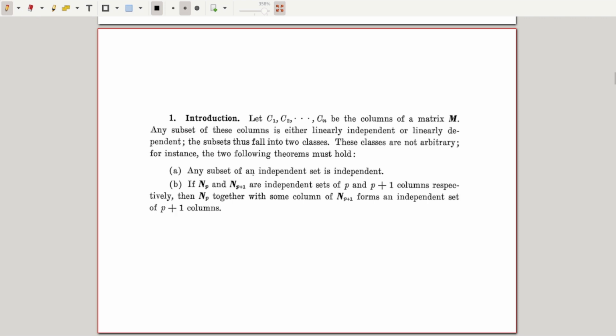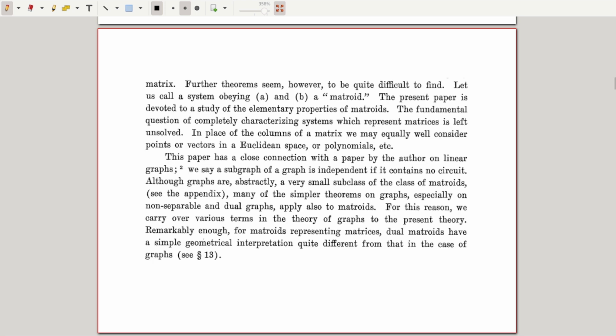B. If Np and Np+1 are independent sets of p and p+1 columns respectively, then Np, together with some column of Np+1, forms an independent set of p+1 columns. Remember that. Furthermore, let us call a system obeying A and B a matroid. The present paper is devoted to a study of the elementary properties of matroids.